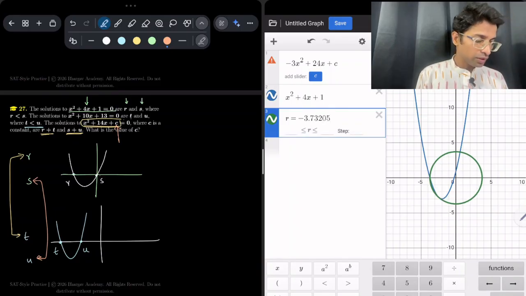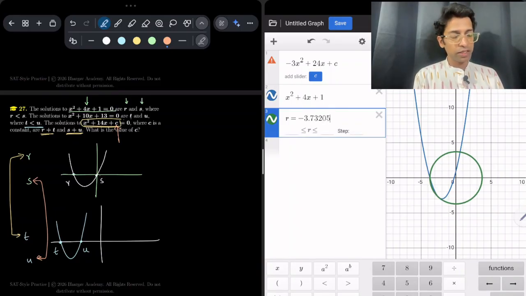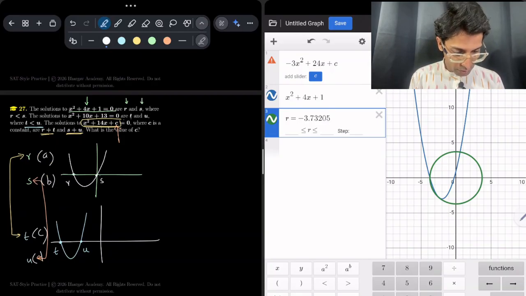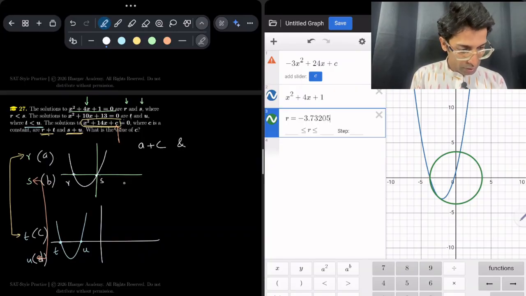Okay, so whenever you type R equal to something in Desmos, it by default considers it to be the radius of a circle. So we have to change the variables here. Instead of R, S, T, U, let me take them as A, B, C and D. So instead of R plus T and S plus U, I should be checking for A plus C and B plus D.